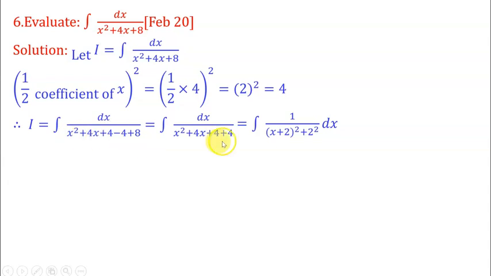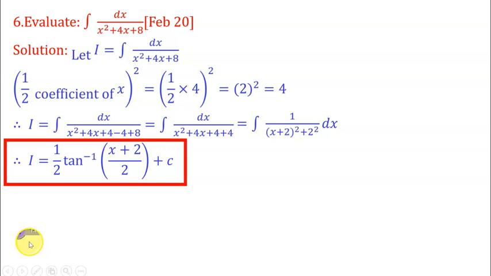Now, this is the perfect square of x plus 2, bracket square, and minus 4 plus 8 is nothing but 4. 4 means 2 square. And again, this is of the form tan inverse. This is the integral of the form dx upon x square plus a square, and its integral is 1 upon a tan inverse of x upon a plus c. Similarly, here the value of a is 2, therefore I is equal to 1 upon 2 tan inverse of x plus 2 upon 2 plus c. And hence, this is the answer. It's a very simple example: to make the perfect square, we find out the second term, which is the 4.